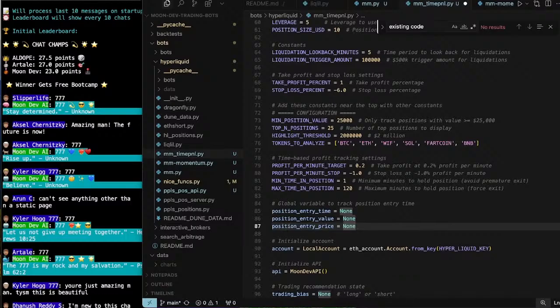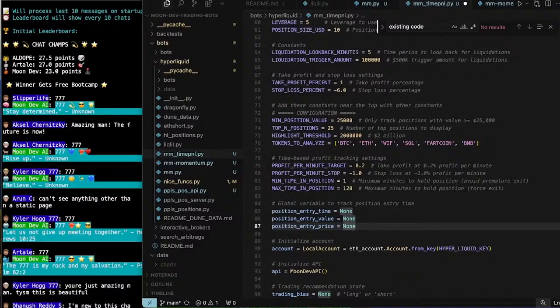Example 1, profitable quick trade. Let's say we enter a BTC long position and after 5 minutes we have a 1.2% profit. Calculation would be 1.2% divided by 5 minutes equals 0.24% per minute. Since our profit per minute target is 0.2, this exceeds our target. The bot will close the position with a profit even though we haven't hit our standard profit of 1%.